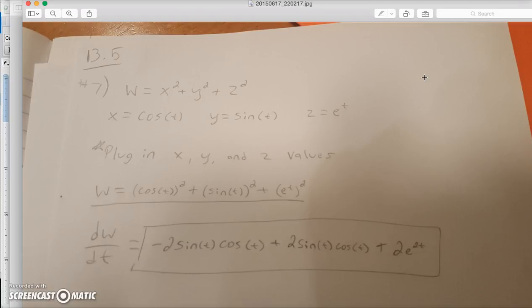Now that you have W in terms of t, dW over dt is easy. You just find the derivative of W with respect to t, and that's shown right here. It would equal negative 2 sine of t times cosine of t plus 2 sine of t times cosine of t plus 2 e to the 2t. I didn't show it here, but as you can see, the negative 2 sine of t times cosine of t and the positive 2 sine of t times cosine of t cancel out, and that leaves you with the formula for the change of W with respect to t, simply 2e to the 2t.